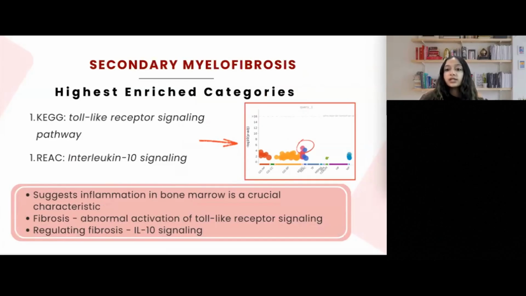On one hand, toll-like receptor signaling, which shows the strongest significance, is responsible for detecting pathogens and precipitating pro-inflammatory pathways. Their abnormal activation in the bone marrow has been proven to contribute to fibrosis. On the other hand, interleukin or IL-10 signaling is responsible for mitigating these pro-inflammatory pathways and immune responses, and it is a core signaling process in the JAK-STAT pathway that regulates fibrosis. Its activation can be seen as an effort by the immune system to compensate for the overactivation of the JAK-STAT pathway in many MPNs, as well as here in SMF.